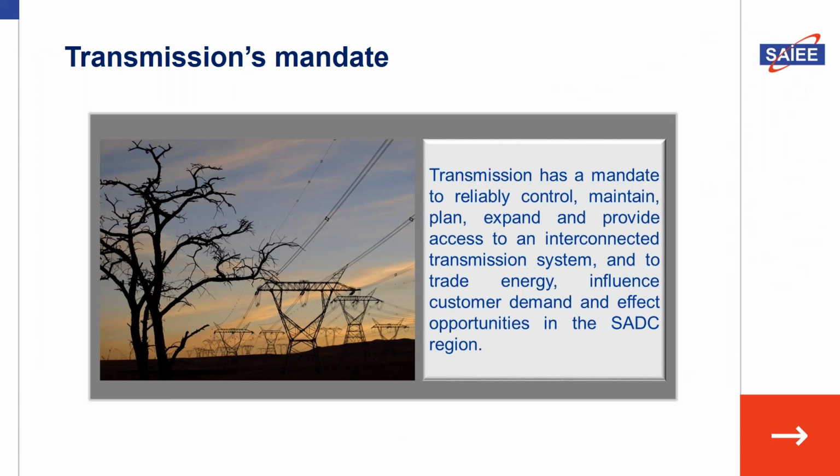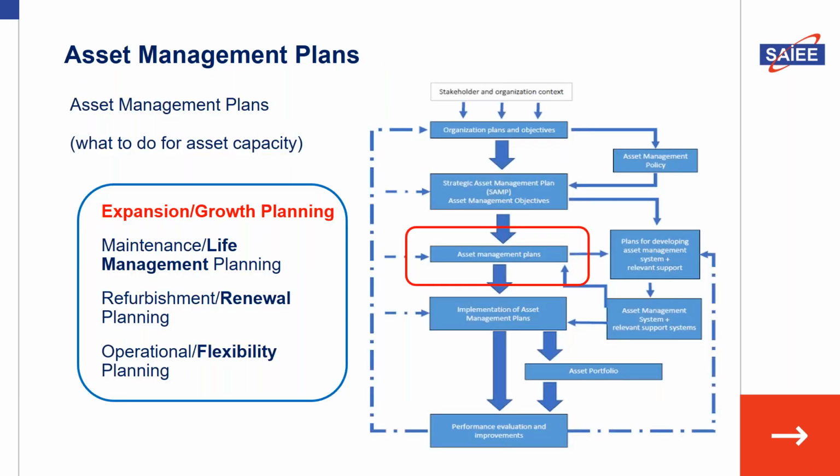Before I start, I think it's appropriate to just touch base on the transmission mandate at a fairly high level, which is basically to reliably control, maintain, plan, expand, and provide access to an interconnected transmission system, and to enable trading in energy, influence customer demand, and effect opportunities in the SADC region. Just to step back, I think most of you are familiar with the asset management framework as covered in the ISO 55000. And today what I'm going to be focusing on is the asset management plans, more specifically around expansion and growth planning for the system.